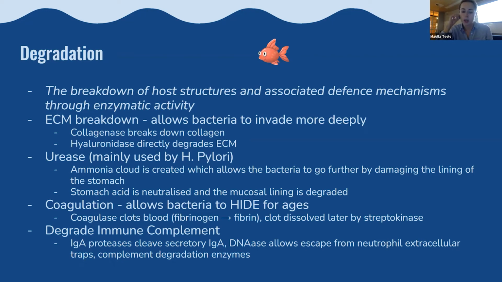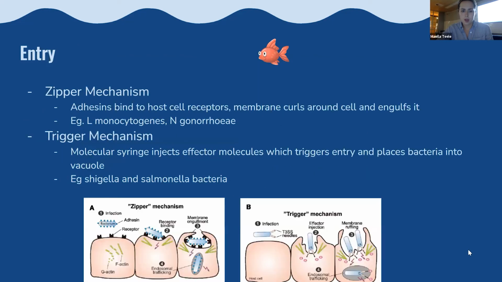Whilst also degrading the immune system, and then also degrading the immune complement. The bacteria has an IgA protease which cleaves the secretory IgA and allows itself to escape. You'll learn about this more in depth in the lecture, but there are these neutrophil extracellular traps. The bacteria is able to escape these traps through the enzyme DNase, which breaks down the DNA which is trying to trap the bacteria. All right, next slide. We've got entry.